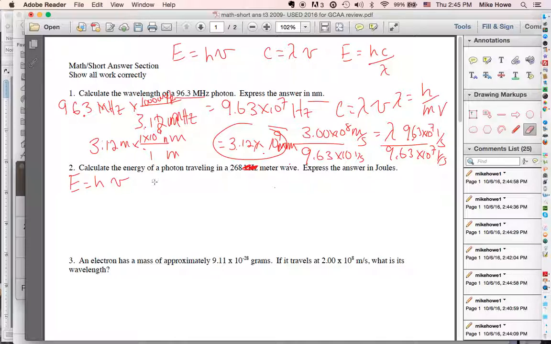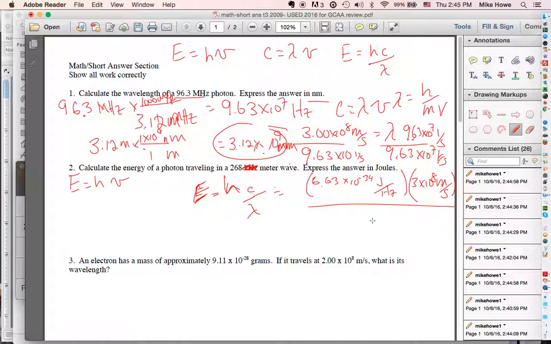All right, so if it's 268 meters, that's a wavelength. We're looking for energy, so we're going to have to go up and use which equation? Well, it looks like we're going to have to use this one because it has wavelength in it and it has energy in it. So change equations, go back to E equals h times c over wavelength. We have 6.63 times 10 to the negative 34th, that would be joules per hertz. And the c is 3 times 10 to the 8th meters per second. And the wavelength is 268 meters.